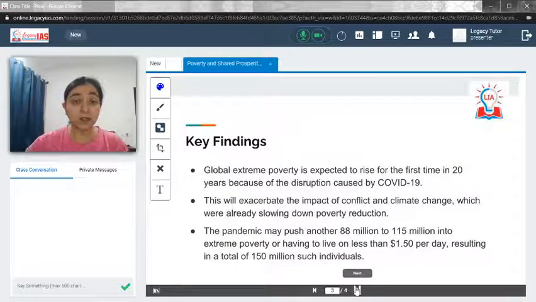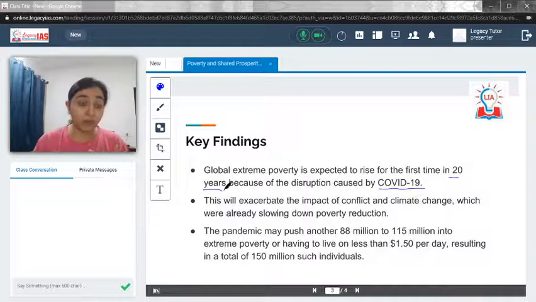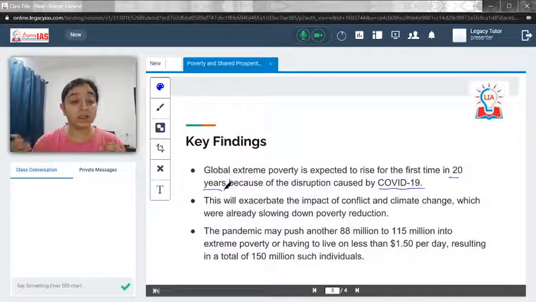Basically, this particular report says what kind of problem COVID-19 has caused. It is saying that global extreme poverty is expected to rise for the first time in 20 years. That is the huge impact of COVID-19 over the lives of people. So throughout the last 2 decades a lot of effort has been made to reduce poverty, but COVID-19 has derailed the whole process in which we were trying to bring people out of poverty.